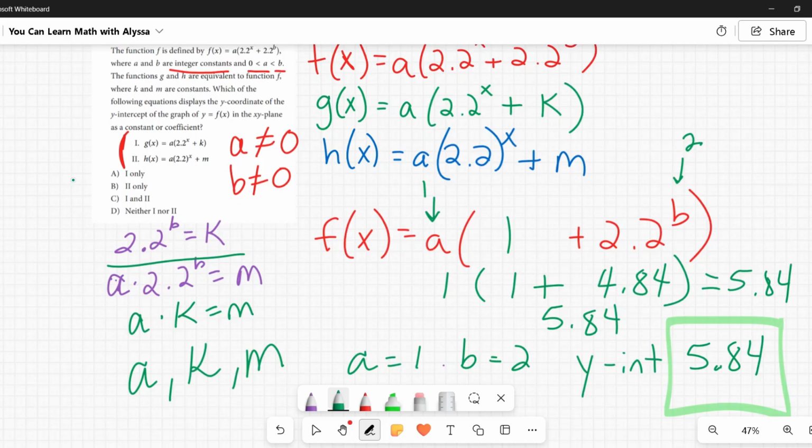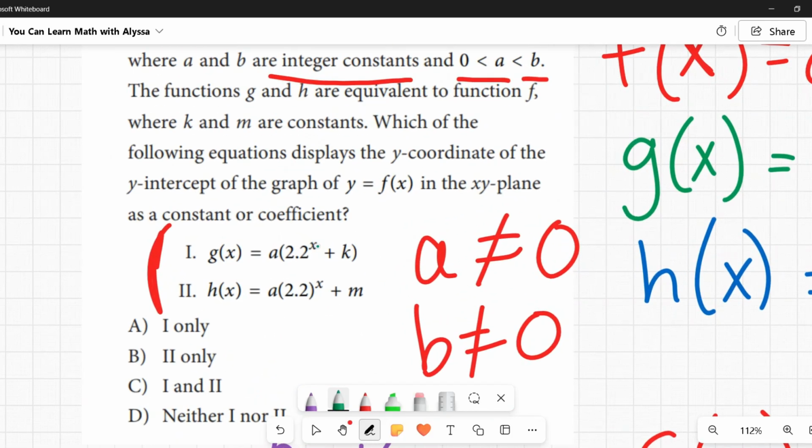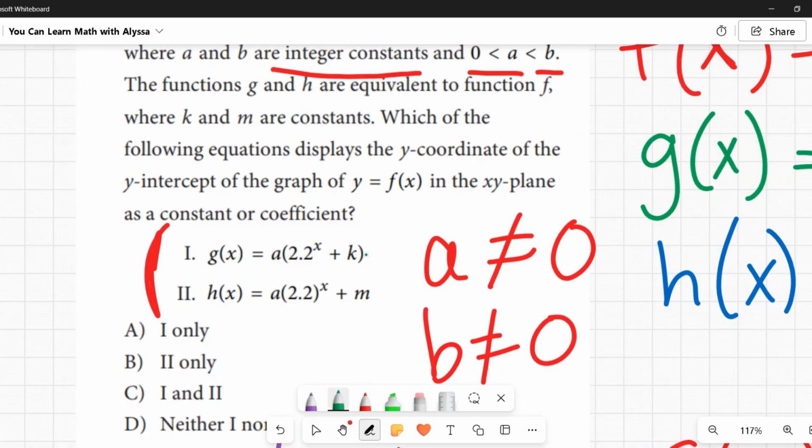And we can see that that's going to happen. If we go back to the original, we don't even have to look at our little chart down there. If you really want to see it, you can say, okay, then a is 1. It's 2.2 to the power of 0 plus k, and it has to equal 5.84. It's going to be 1 times 1 plus k equals 5.84. So I would have to subtract 1 from both sides to solve for k. K is 4.84. That's just further confirmation. K cannot be 4.84 because 1 is being added to it first.